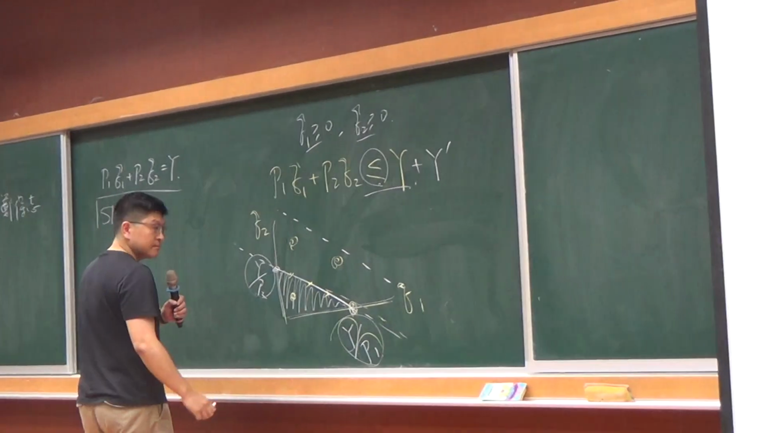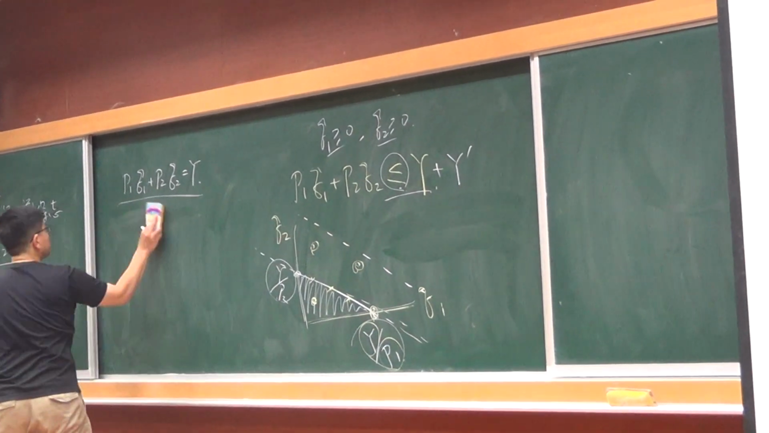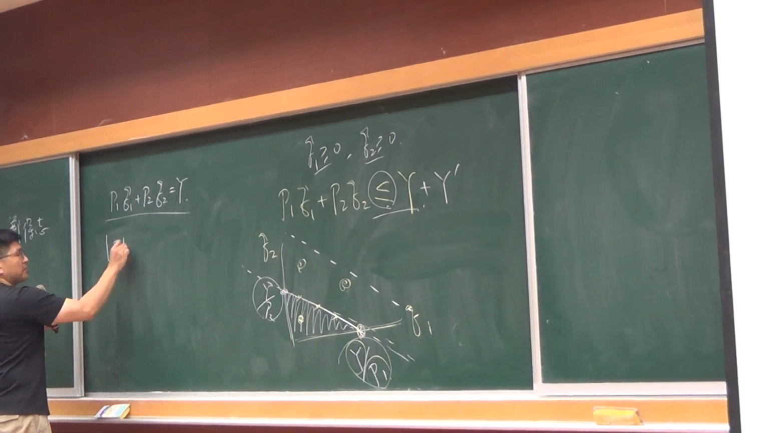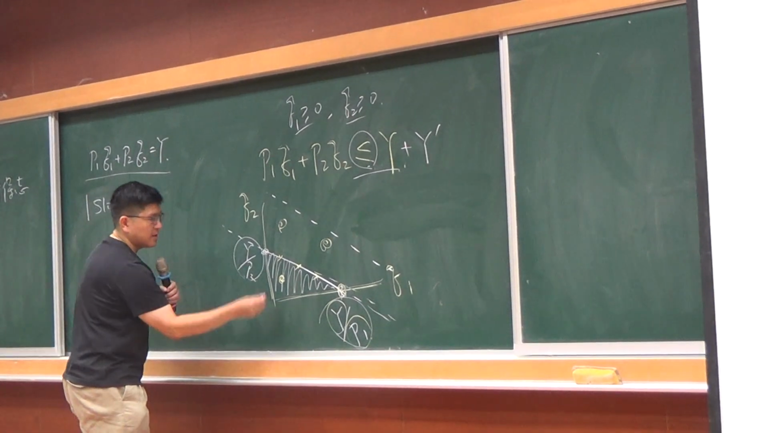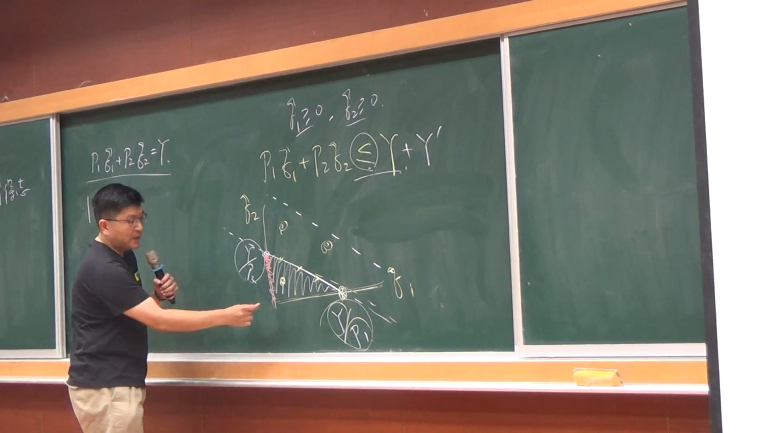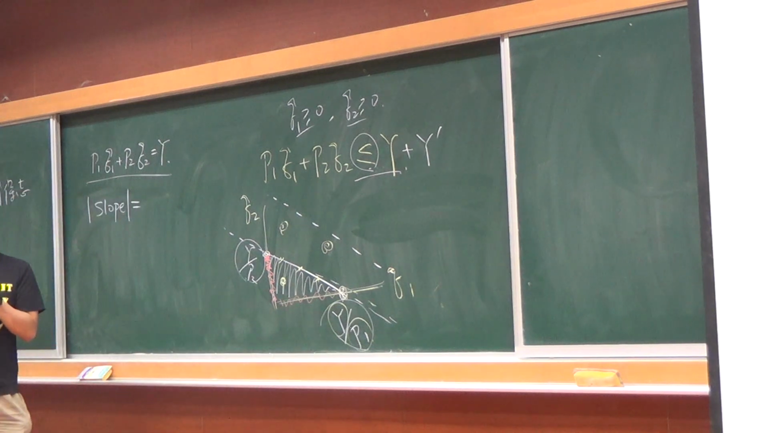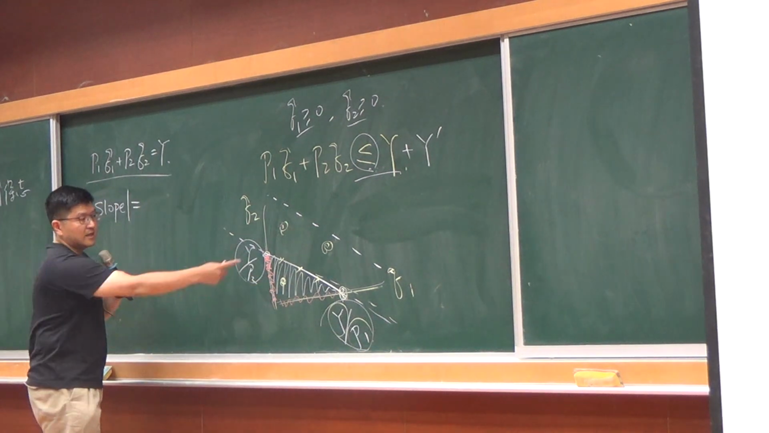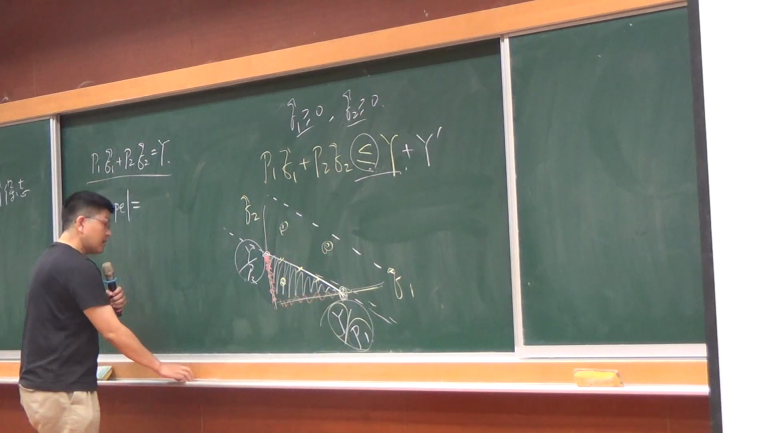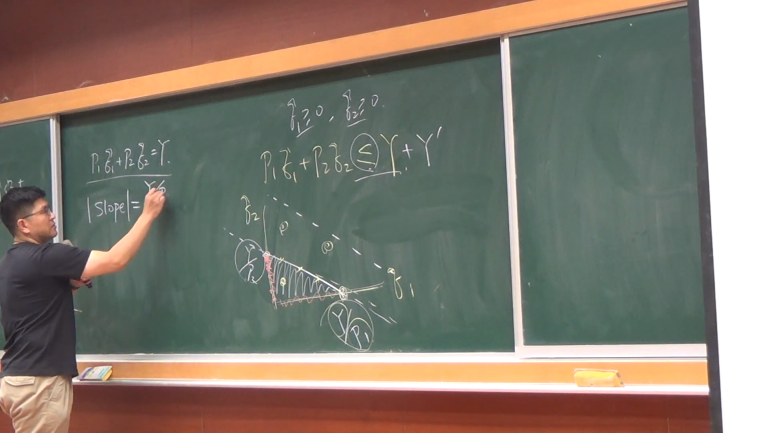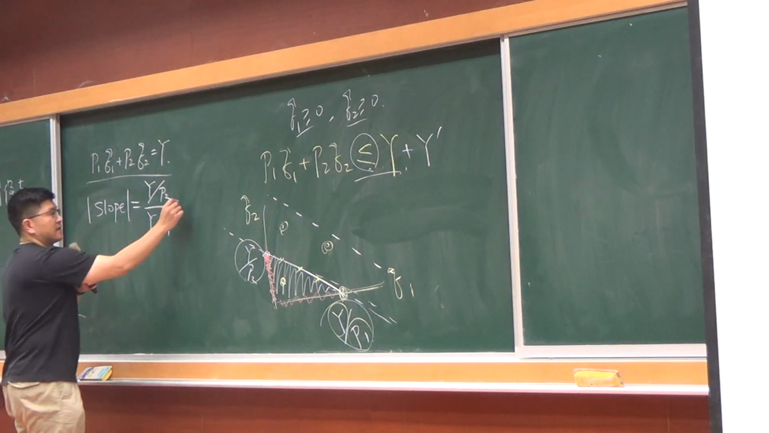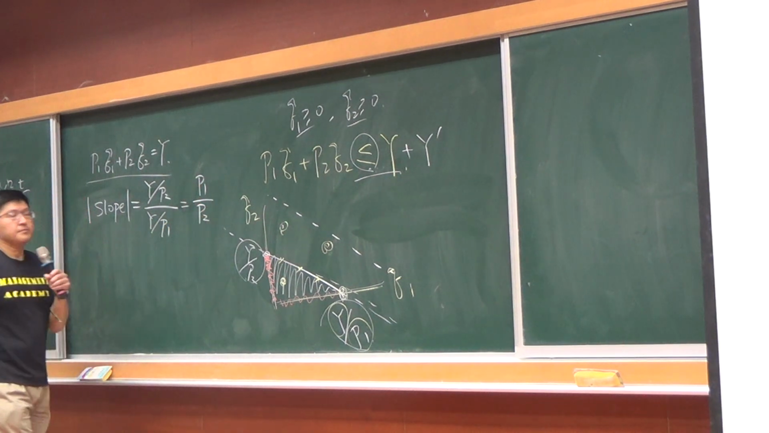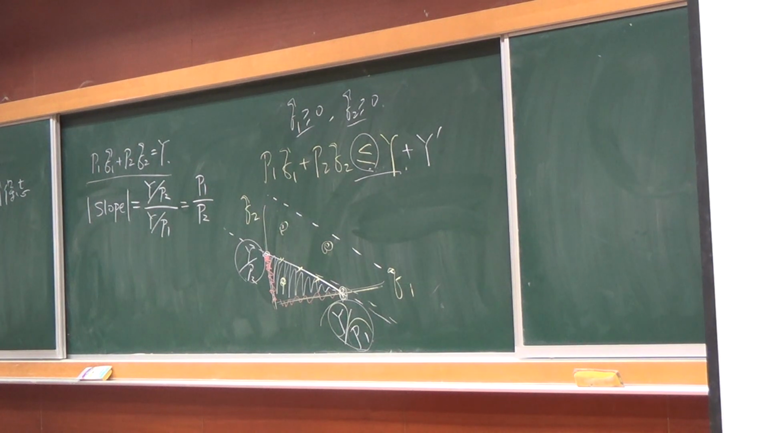The slope. The absolute value of the slope of this curve will be this height by this width, right? Is that clear? The slope of the straight line. So this one divided by this one. Then it would be Y over P2 divided by Y over P1, and it will be P1 over P2.